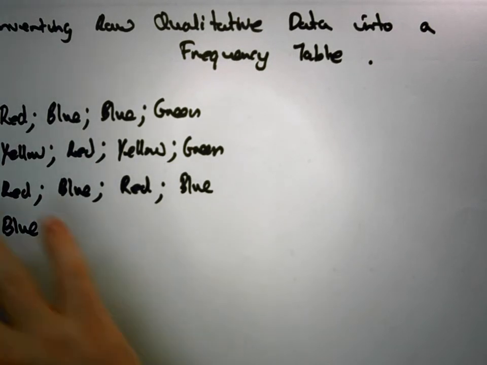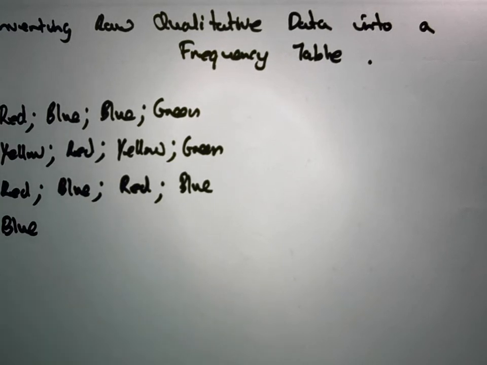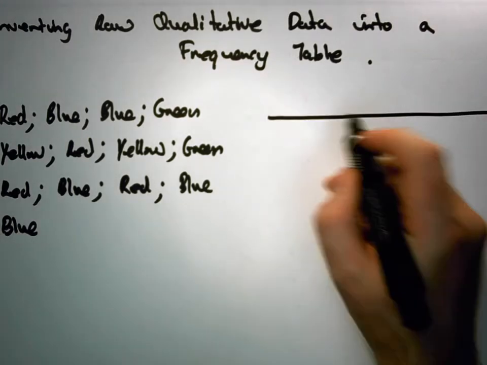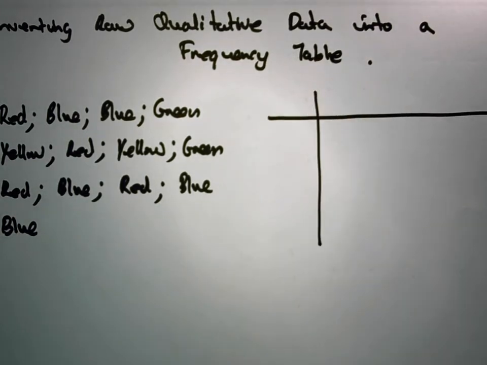Okay, so this is raw data, it's raw qualitative data. The responses were non-numerical, so it's qualitative. And if we want to produce a frequency table of this raw data, well, let's remember that a frequency table is simply a two-column table. So it's a table with two columns in it. Okay, let's say the first column is down here.